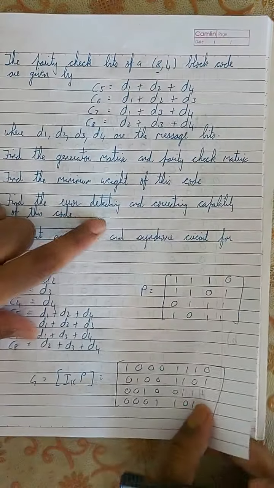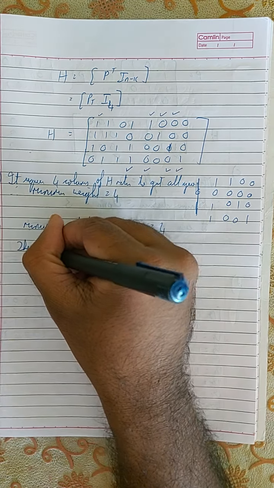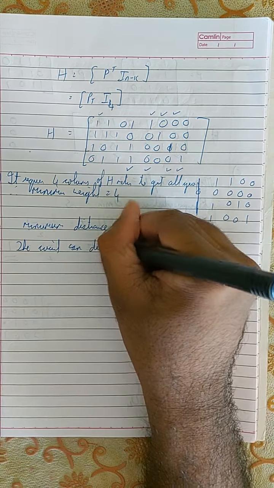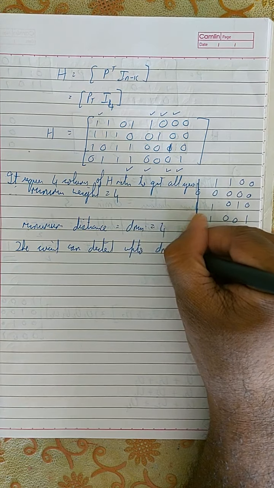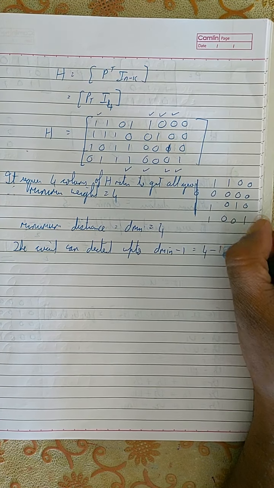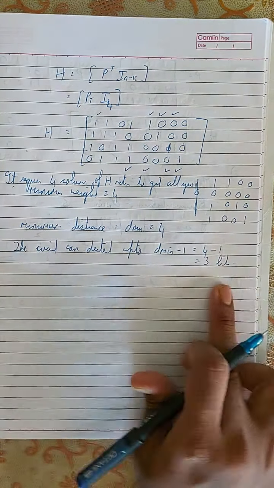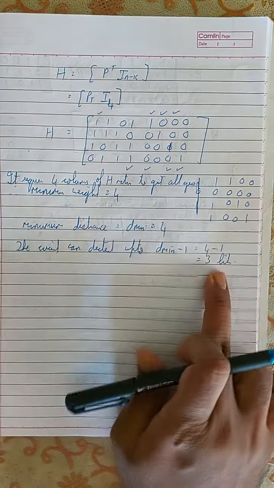What does the error detecting capability mean? This circuit can detect up to d min minus 1, which is equal to 4 minus 1, which is equal to 3 bits. So the error detecting capability of this code is 3 bits. d min minus 1 is the error detecting capability, and this is 3 bits.